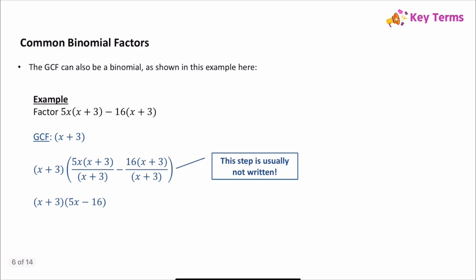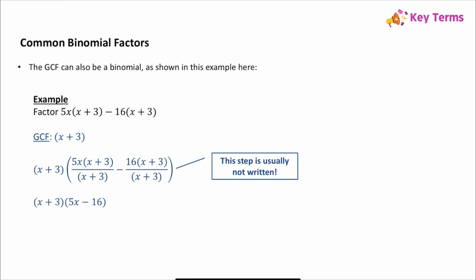So another type of factoring we can do is when we see something called common binomial factors. In this case, our GCF is actually going to be a binomial. And it's going to look a little bit different because it doesn't jump out at you as a GCF. But what happens here is we have 5x times x plus 3 minus 16 times x plus 3. What I want you to notice here is that this x plus 3 is actually common to both of my terms. So that entire binomial, I can just make that kind of like my GCF, and I can factor that out.